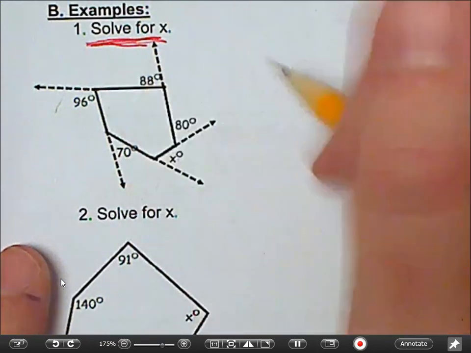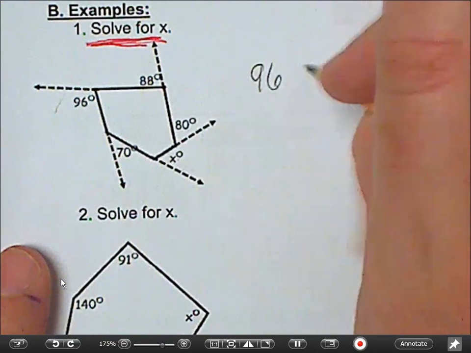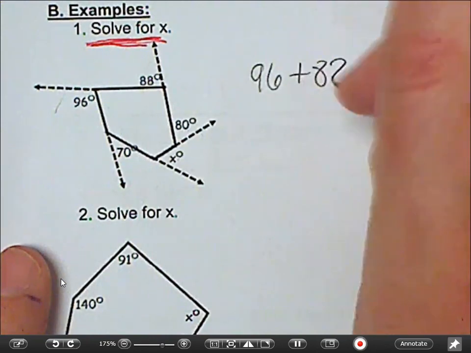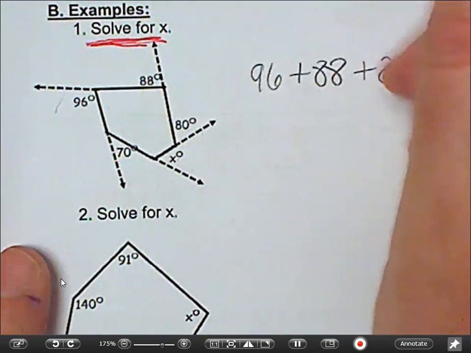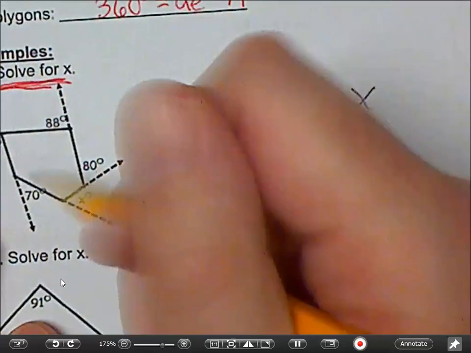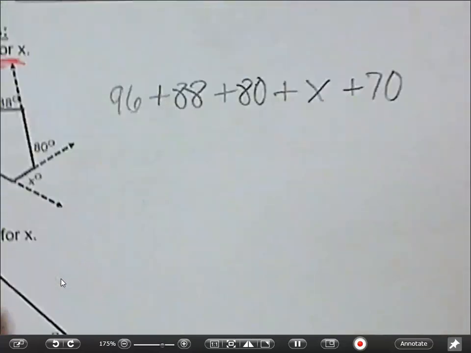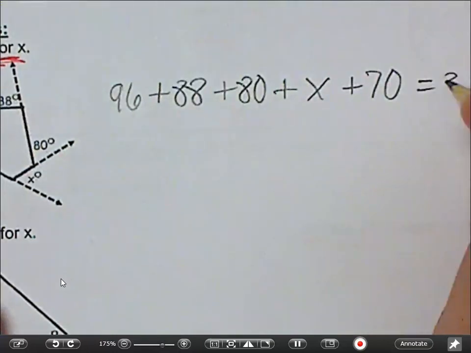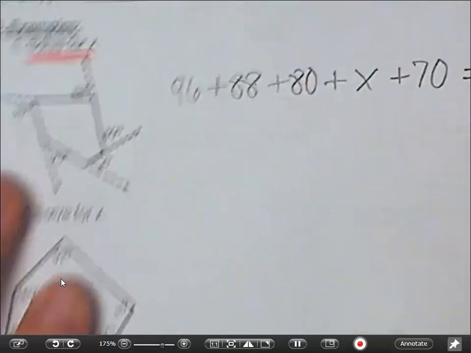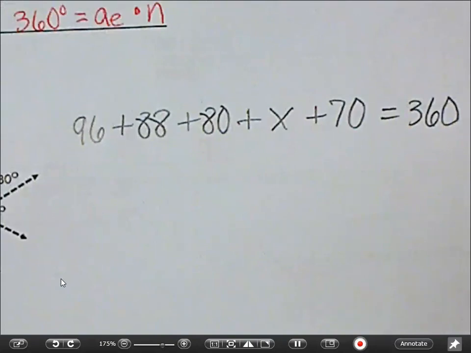It doesn't matter which one you start with. I'm just going to start with the 96 and go around that way. So we're going to do 96 plus 88 plus 80 plus X. Make sure you can actually see it. And then plus 70. Don't forget about the 70. All together, that's going to give us a sum of 360, regardless of how many sides the shape has. Okay. Now you got your setup.